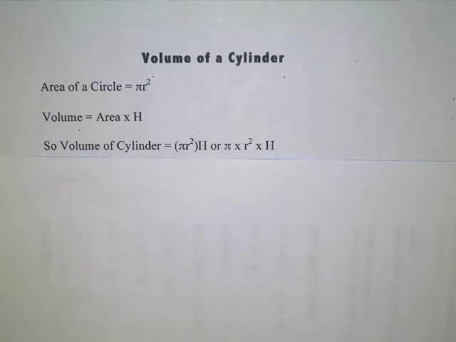What is the area of a circle? What is the equation? Anybody? What is the area of a circle? Pi r squared. So volume of a cylinder then is pi r squared times the height, or pi times r squared times height, because volume is area times height. Does that make sense to everyone? If we know the area, we can find the volume.